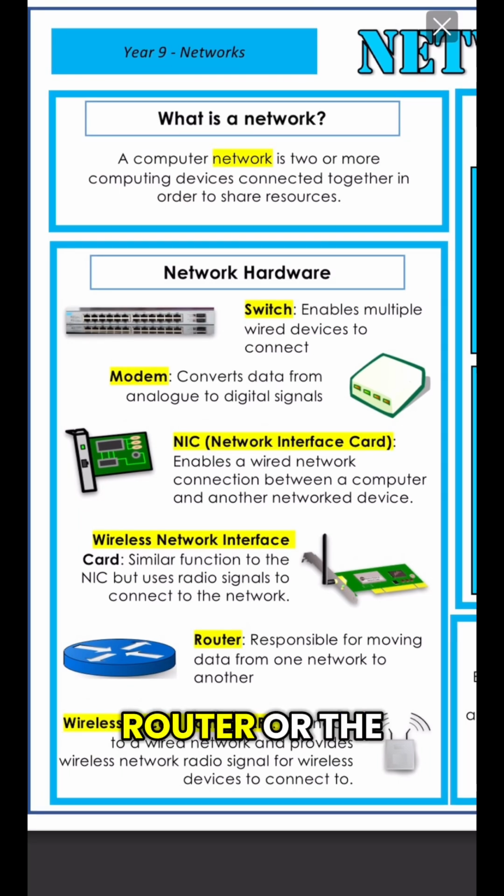You've got the router, or the router, as they call it in America, and that moves data from one network to another. That allows your network to connect to the internet, which is a bigger network. And you've got a wireless access point, which you can say connect a laptop to, and then that will be connected to the switch, and that will be connected to the router, and then that connects you to the internet.